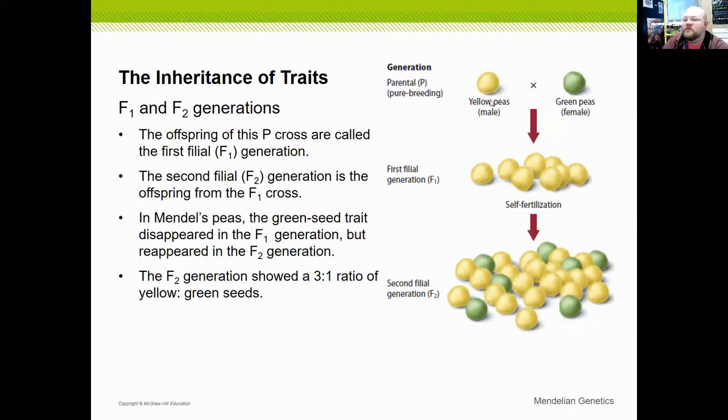So he noticed the first time the yellow and green bred together, only yellow came out of it. But then when he crossbred the yellow ones from that second generation, yellow and then some green appeared again. So he started to think, what happened? He only crossed yellow together, so why are there green? And that's what led to the next big question for him.